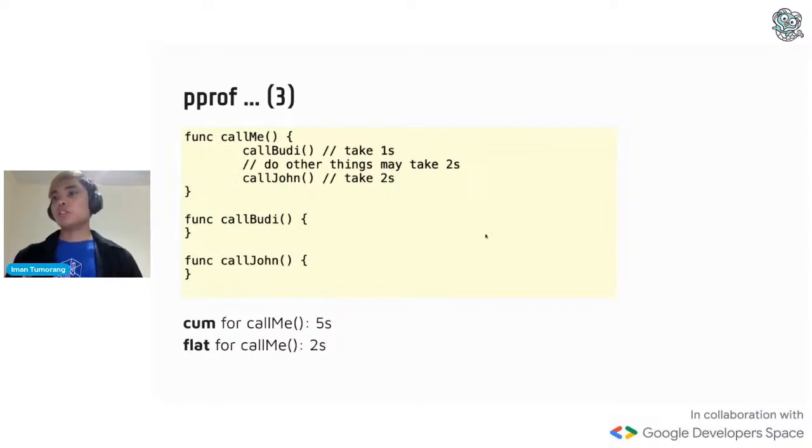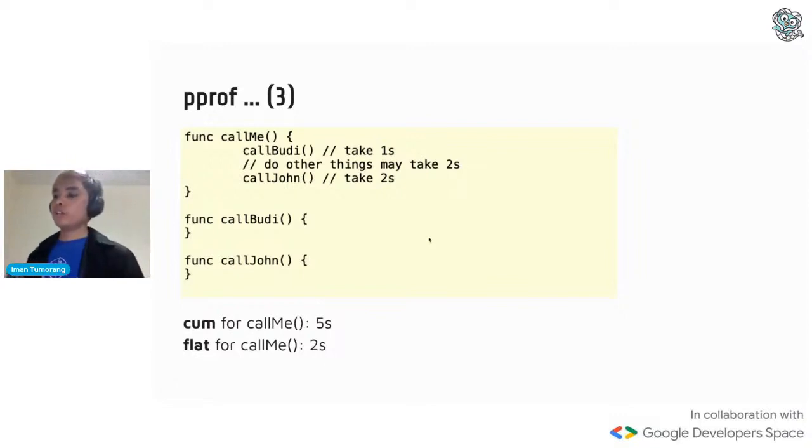So from this example, we know that the cumulative for the call me function is 5 seconds because it's the sum of its total seconds of the function executed, and flat is the core logic of the call me function. Here, without call Budi and without call John, call me only needs 2 seconds, so the flat is 2 seconds.